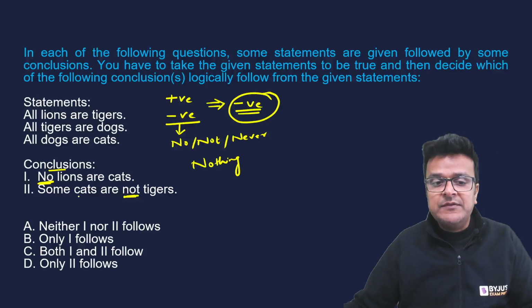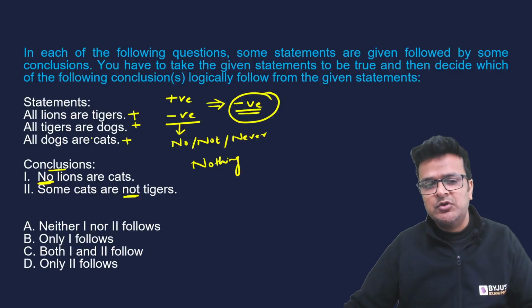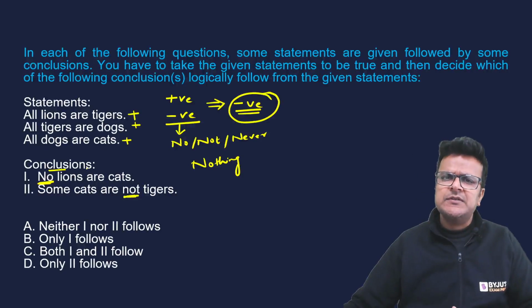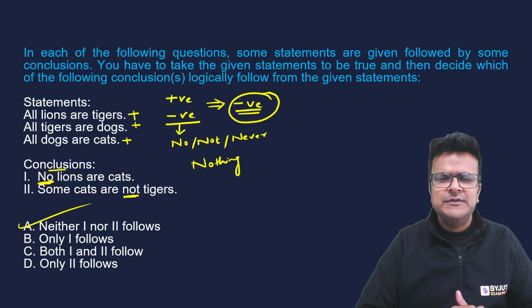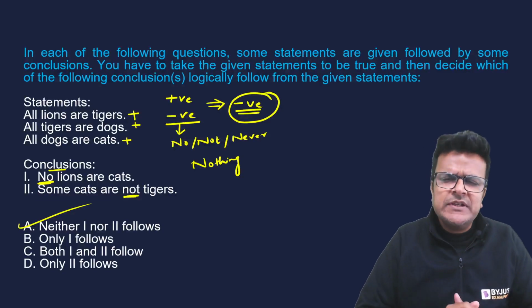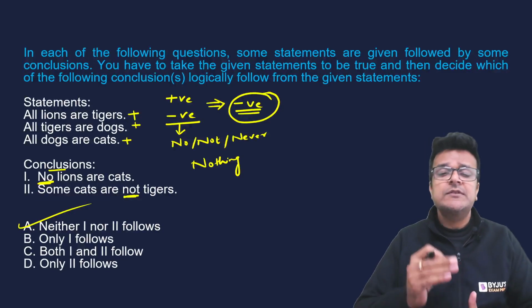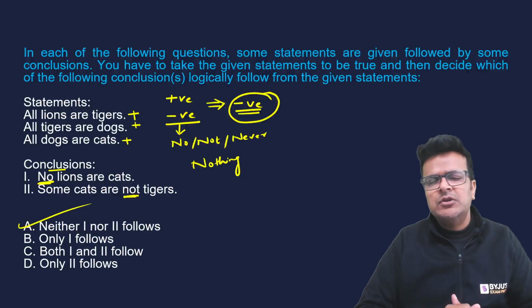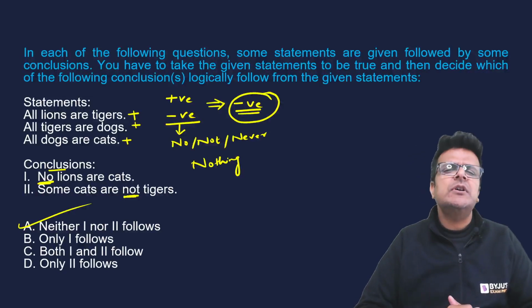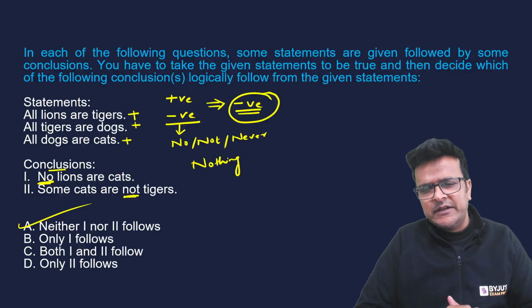Now, can these negative conclusions follow from only positive statements like all lions are tigers, all tigers are dogs, all dogs are cats? Not at all. So what is the correct answer then? The correct answer is straight away neither first nor the second. So if you know these small tricks, they can be very helpful in scoring very good marks in a short span of time. You can do these questions in or under 10 seconds.